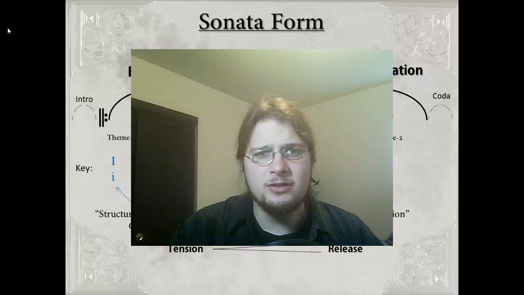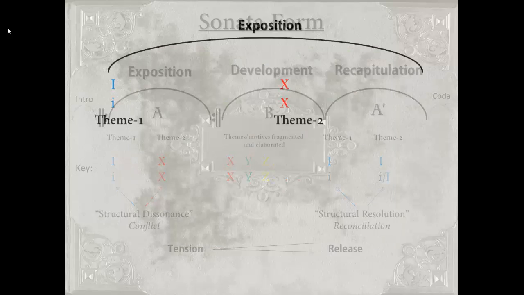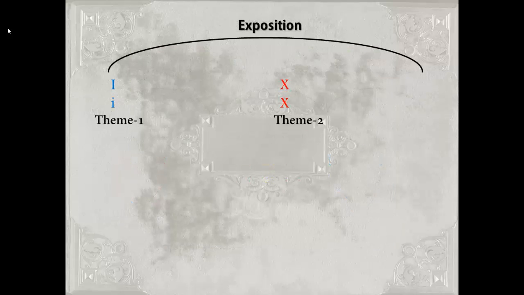However, in order to fully understand what's going on and follow along with real sonata form pieces, we're going to need to look in a little bit more detail at each section. Theme 1 and Theme 2 with their respective keys are the important pillars of the exposition. There are a few important things we should know about Theme 1 and Theme 2 and their keys.